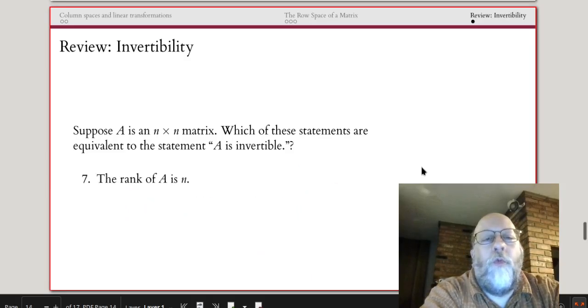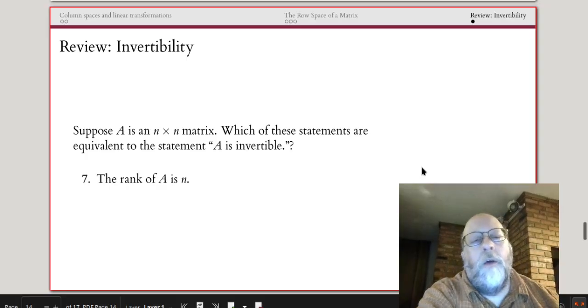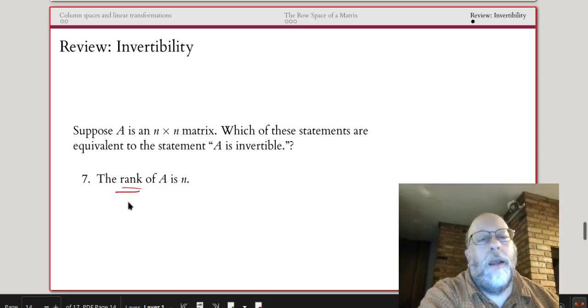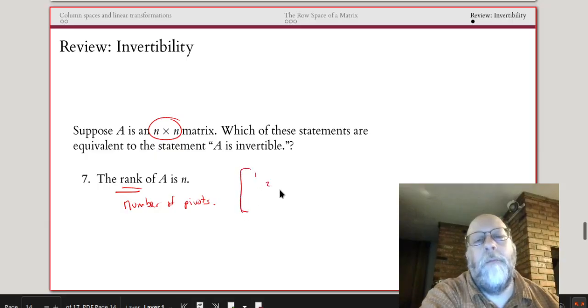Number 7, the rank of A is n. Well, the rank is the number of pivots. And if the size of the matrix is n by n, then the pivots have to occupy every row and every column, because I can't have two pivots in the same column. And so this is equivalent.